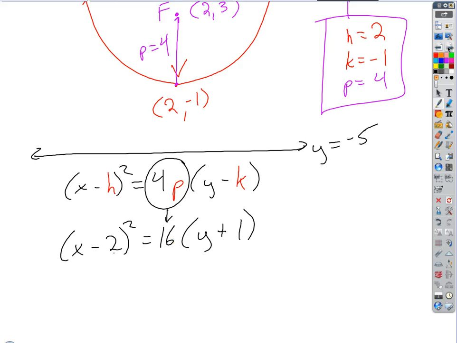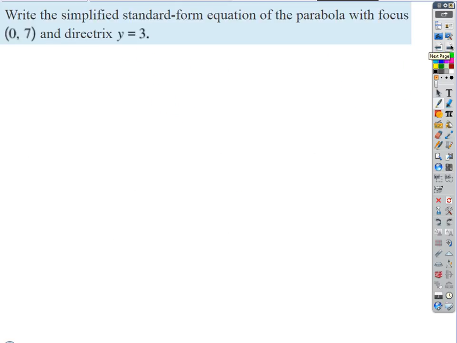All right, let's try one more of those. But I want to pick a different, hang on, I don't like this one. I'm just going to change the directrix. I'm going to make the directrix the line x equals 3. Actually, I'm going to make it x equals 4.